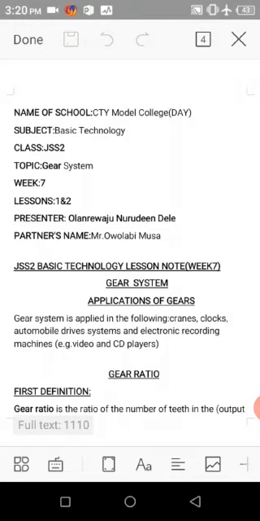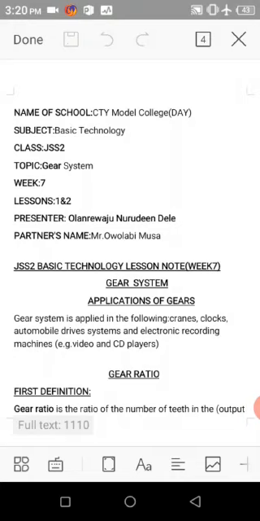About 2 weeks ago, we started gear system. We discussed its meaning, its working principle, its types of gears, types of gear system, functions of gear system.